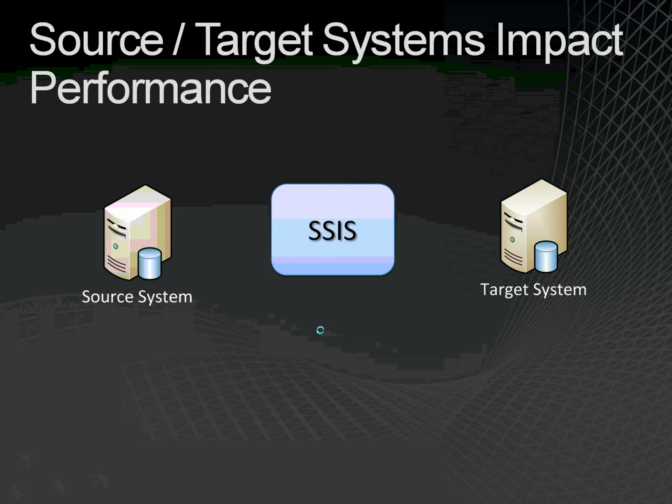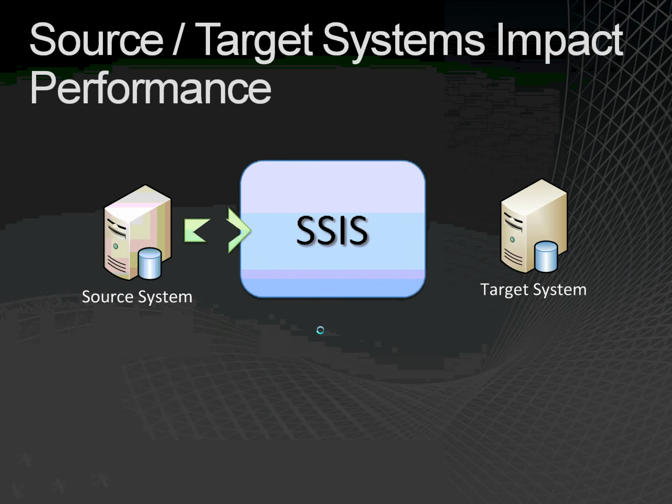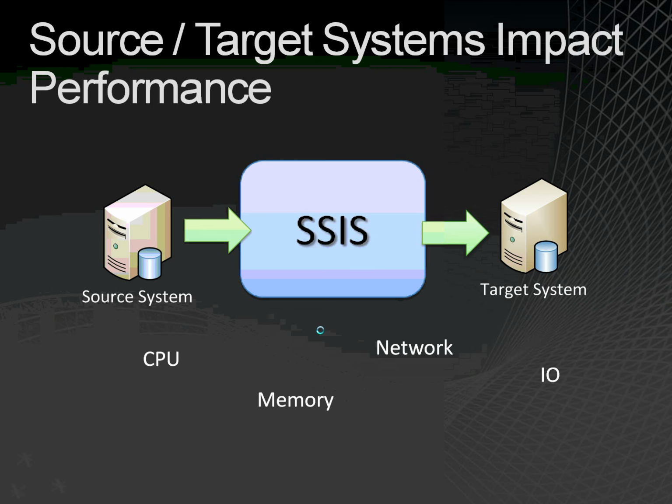The source and target systems have a significant impact on the performance of your SSIS package. After all, SSIS can only read as fast as the source system can provide the data. It can also only write as fast as the target system can go ahead and write the data. It's all impacted by CPU, memory, network, and disk I/O.